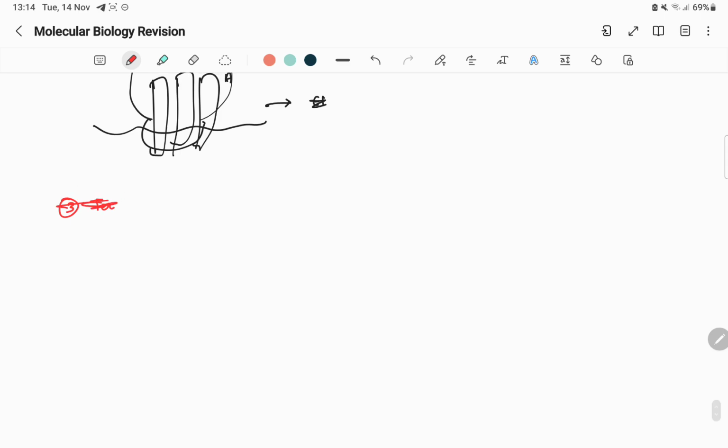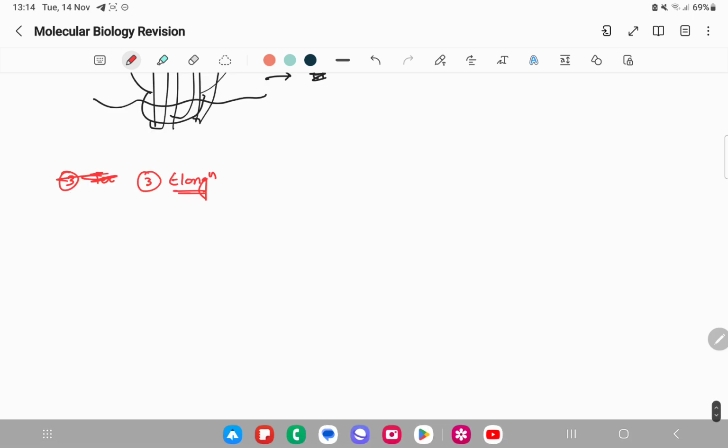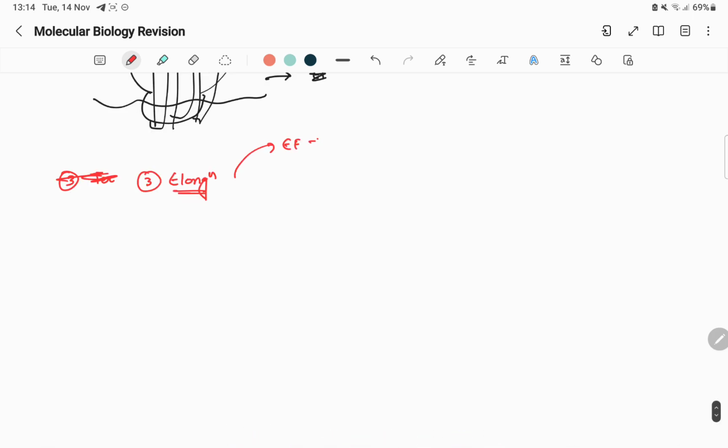Sorry, not the termination, I'm saying termination, I don't know why. The elongation step. In elongation there will be 2 elongation factors, EF-Tu and EF-G. What will EF-G do? EF-G will provide energy for translocation.